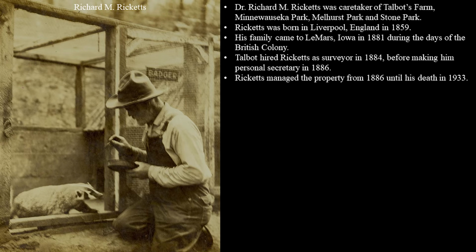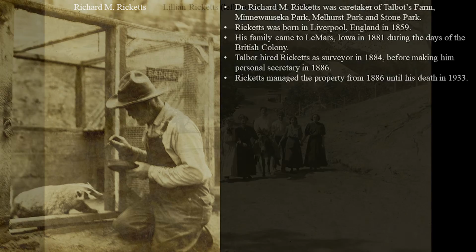Ricketts was interested and trained in natural science, and so he eventually was put in charge of Talbot's farm. After Talbot went away from the scene, the Stone family kept Ricketts on to manage their operations of Minnewasaca and Melhurst Park. And then when Stone Park was established, he continued on as the caretaker until his death in 1933. So Ricketts is very much attached to the history of Stone Park in its early days.